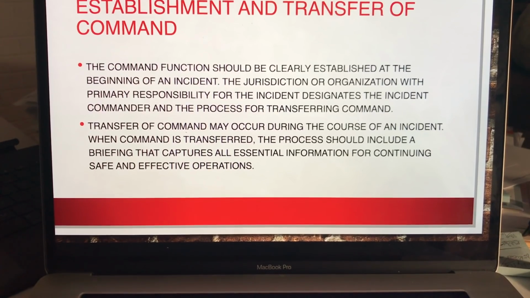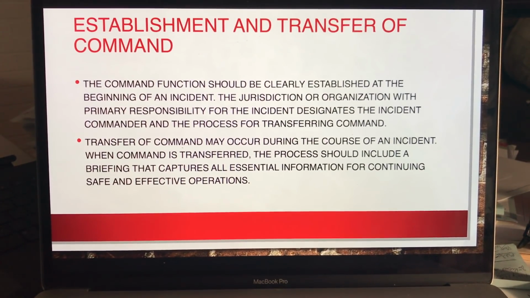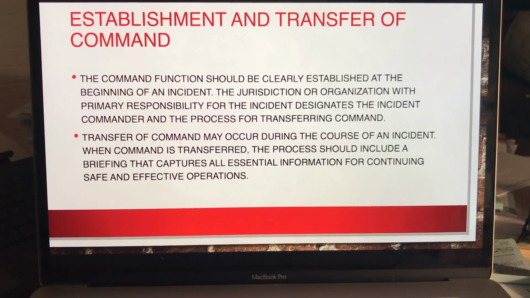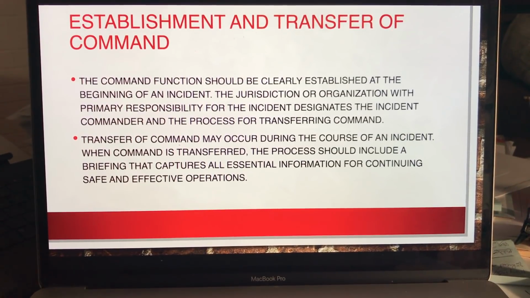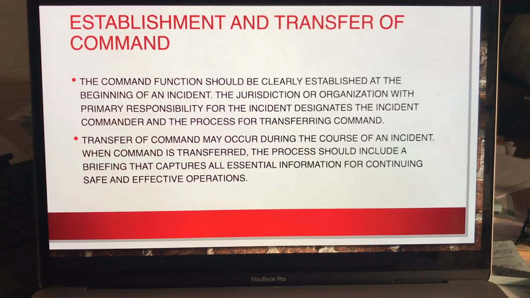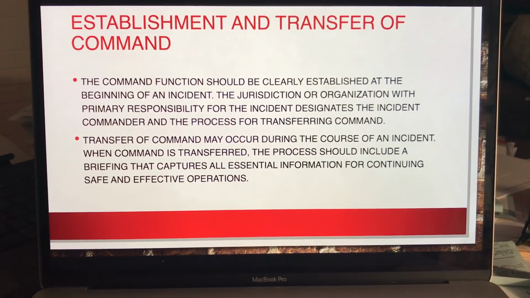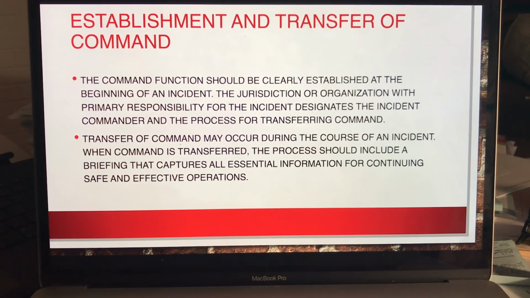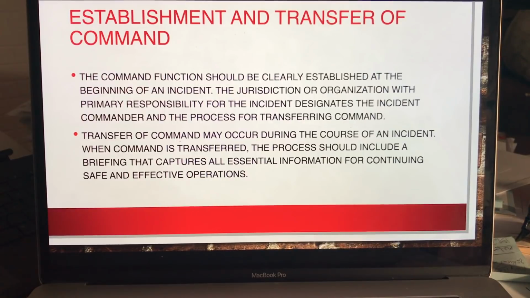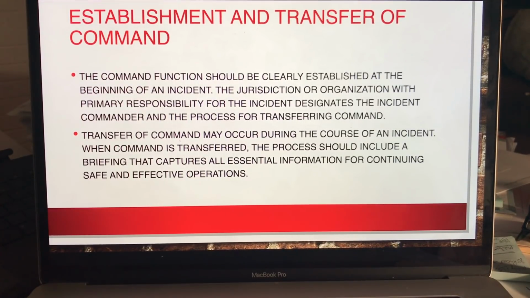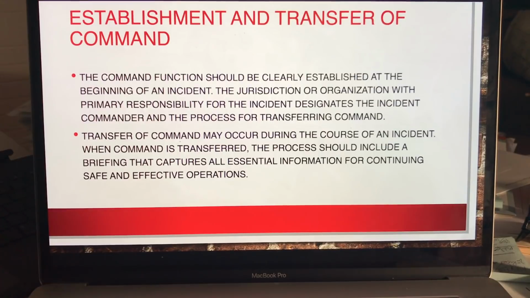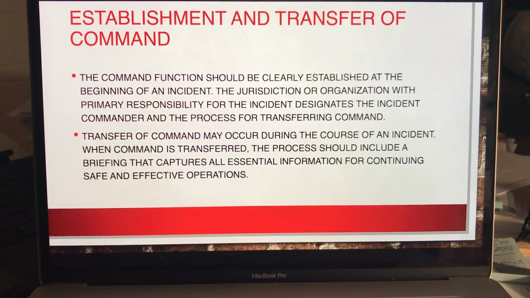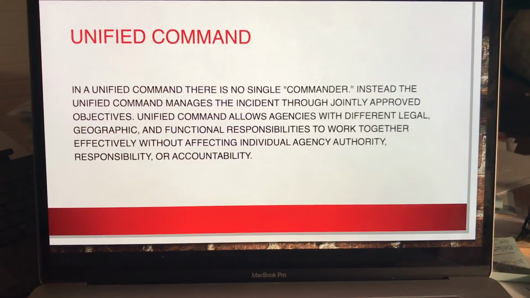Establishment and transfers of command. The command function should be clearly established at the beginning of an incident. The jurisdiction or organization with primary responsibility for the incident designates the incident commander and the process for transferring command. Transfer of command may occur during the course of an incident. When command is transferred, the process should include a briefing that captures all essential information for continuing safe and effective operations.